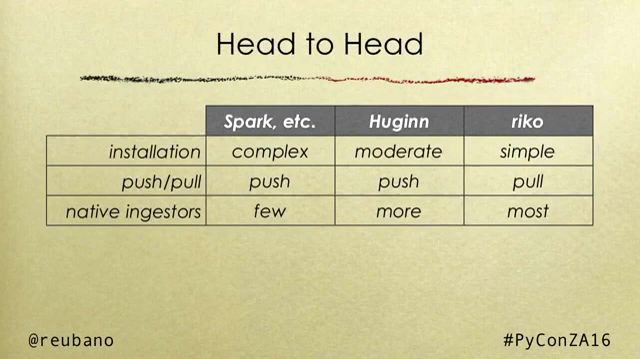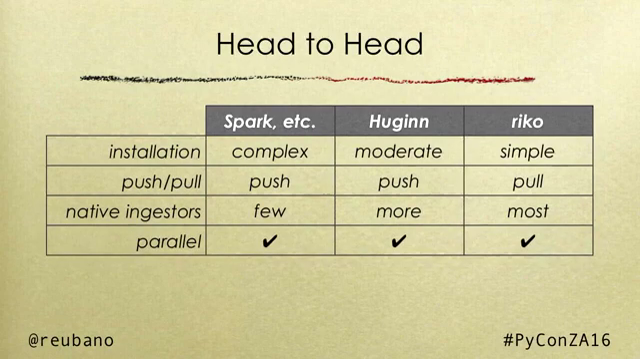Another difference is the ingesters with Spark and the others. They're usually just focused on text and JSON. Once you go to Fusion, it adds RSS, and then when you're looking at Riko, it has even more ingesters. So it's able to parse HTML and XML as well.